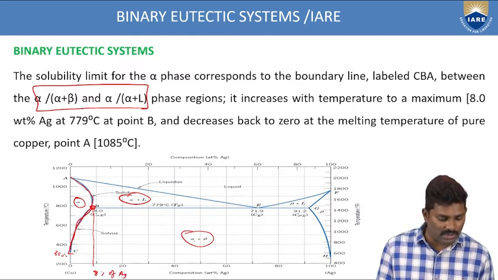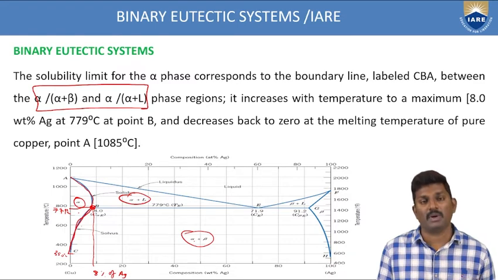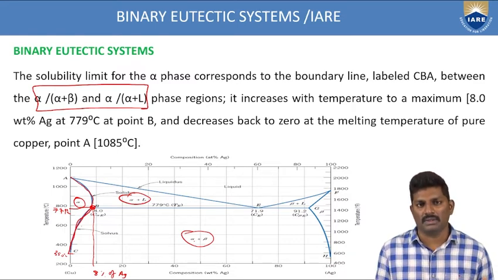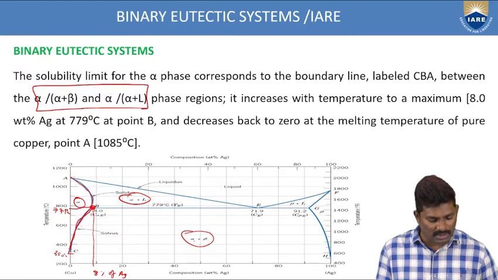Okay, what is the corresponding temperature? It is 779 degrees centigrade. So like this you have to write. So if it is 8% of silver, the remaining should be copper, 92%. So this is 92 percent copper with 8% of silver.